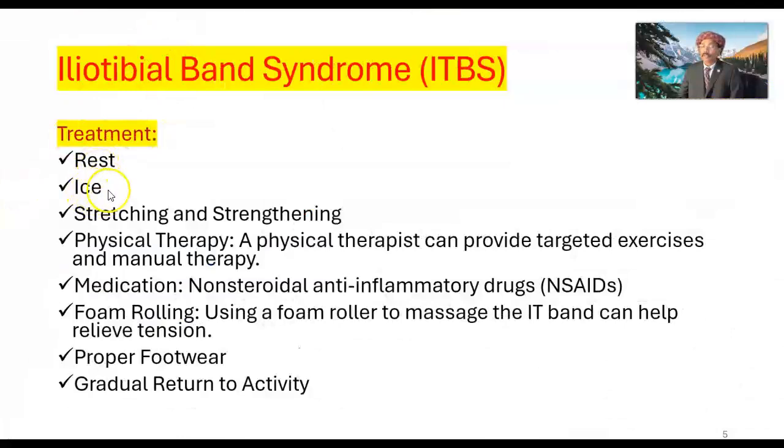Treatment: rest and putting ice on the lateral condyle, stretching and strengthening. Physical therapy: physical therapists can provide targeted exercises and manual therapy. Medication: NSAIDs, non-steroidal anti-inflammatory drugs like ibuprofen. Foam rolling: using a foam roller to massage the IT band can help relieve tension. Proper footwear. Gradual return to activity. So these are the treatments of iliotibial band syndrome.